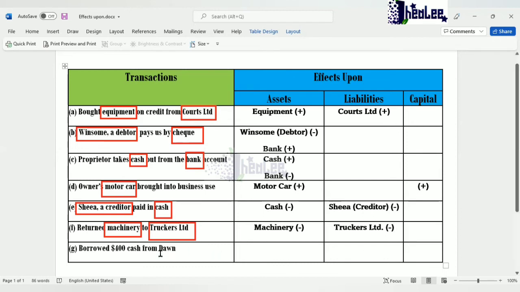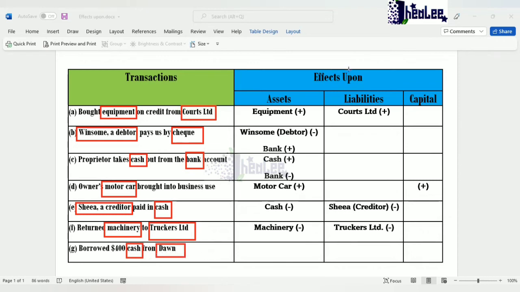And the final transaction, borrowed $400 cash from Dawn. So the two items affected are cash, which was borrowed by the business, and this was borrowed from Dawn. All right. So basically we got a loan from Dawn. So Dawn is affected right there.